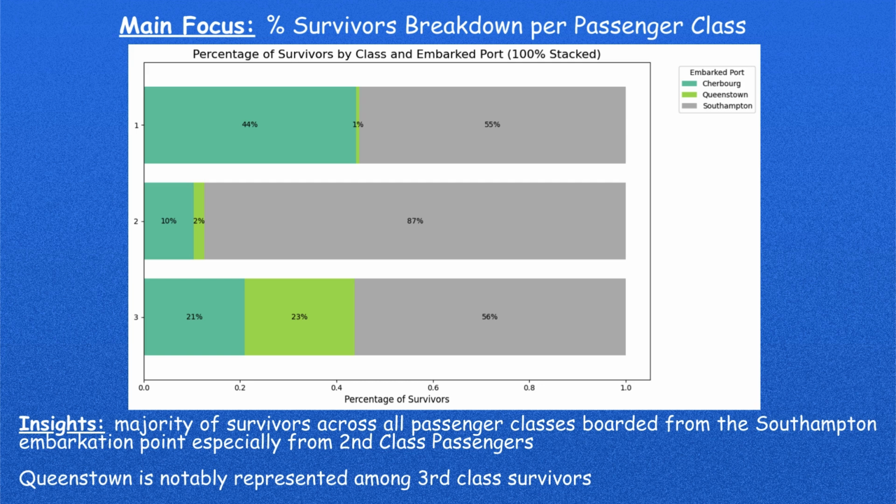From the 100% stacked bar chart, we can conclude that the majority of survivors across all classes boarded from Southampton, especially in second class. In contrast, Queenstown is notably represented among third-class survivors. This highlights how the 100% stacked bar chart can effectively show the changing distribution of subcategories within each main category.